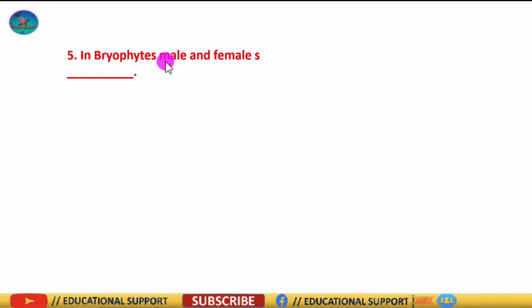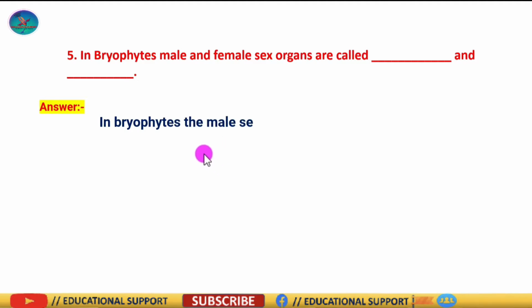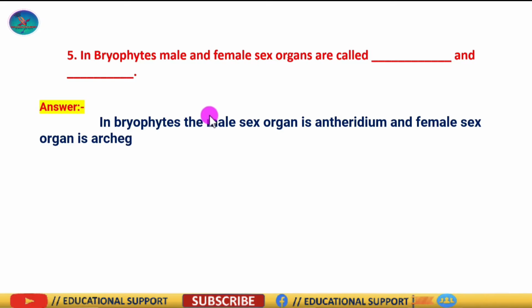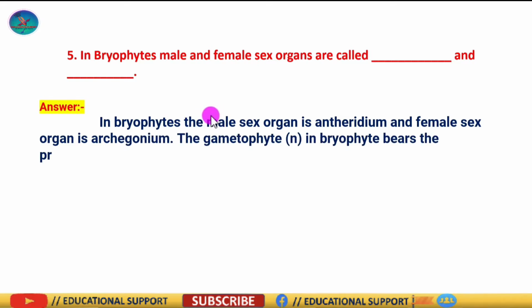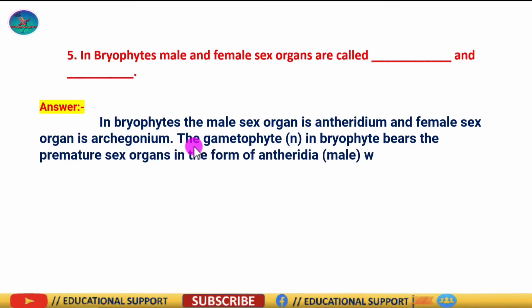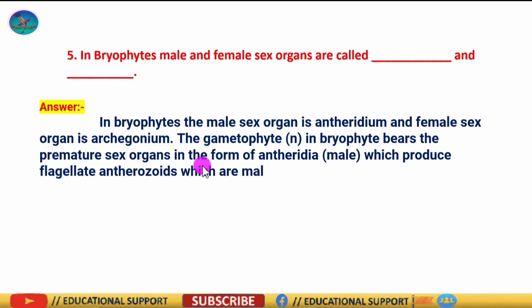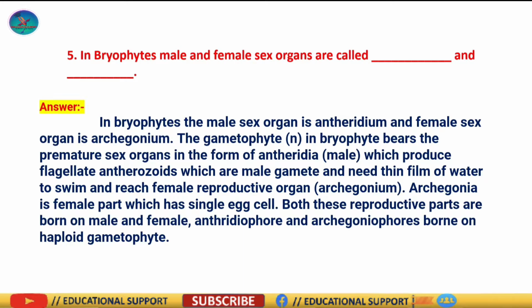Question number 5 is, in bryophytes, male and female sex organs are called dash and dash. So in bryophytes, the male sex organ is called antheridium and the female sex organ is called archegonium. The gametophyte in bryophytes bears the sex organs in the form of antheridia, which produce flagellate antherozoids, and the archegonium is the female part, which has a single egg cell.